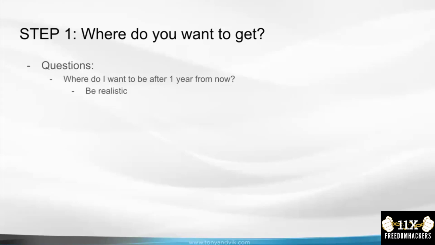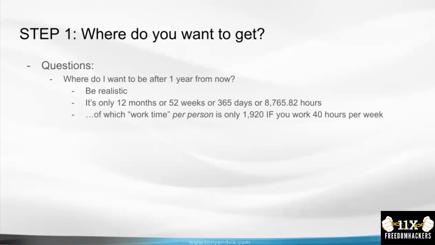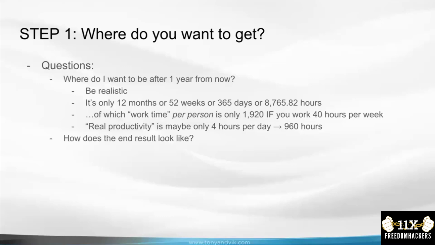So let's just be realistic, because it's only 12 months or 52 weeks or 365 days or 8,000 hours, and if you're talking about the work time per person, it's going to be less than 2,000 if you're working the regular 40 hours per week. And then, as we've been talking about on the course, how much productive time do we actually have? Let's say it's 4 hours per day of real productivity. Then it's already cut down to less than half, so 960 hours. It's not that much. 1 year isn't really that long. It's less than 1,000 hours.